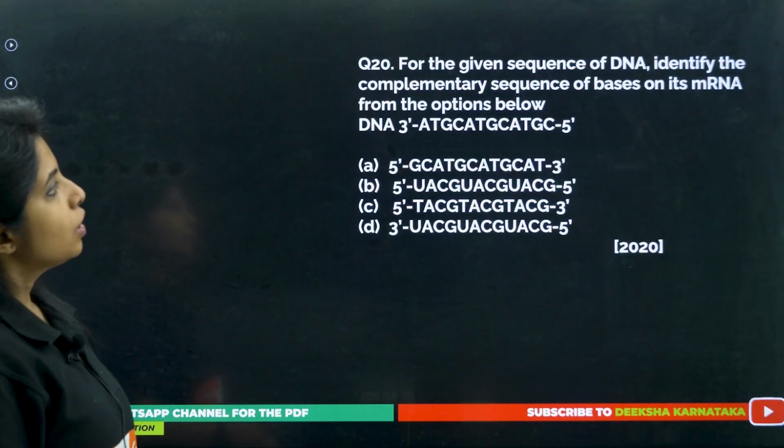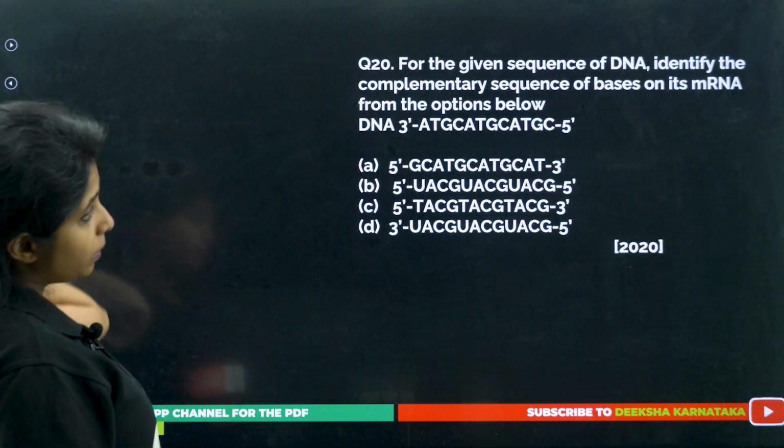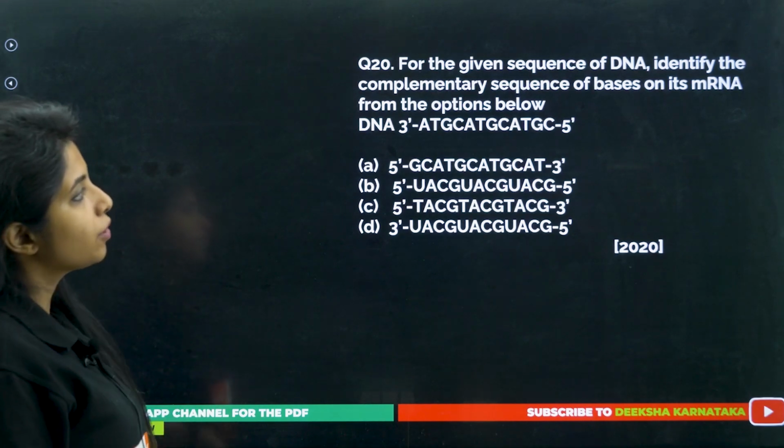Now, question 28. For the given sequence of DNA, identify the complementary sequence of bases on its mRNA from the options below.